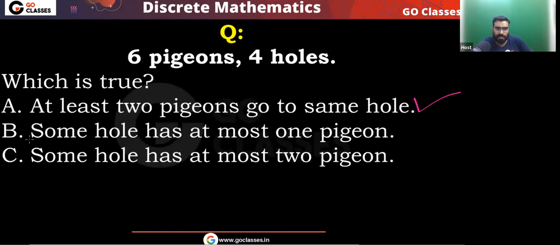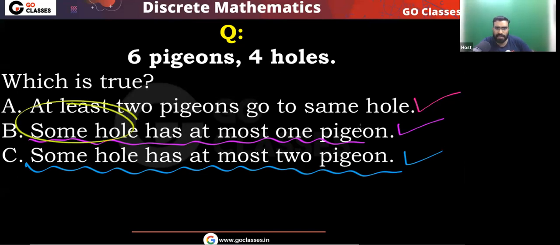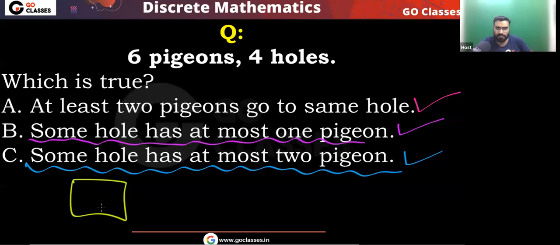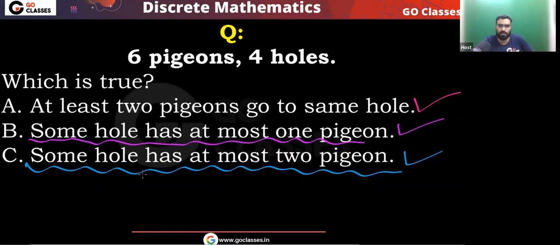Okay, what about this? Some hole has at most one pigeon. This is also correct. Is this correct? That some hole has at most 2 pigeons. Yeah, of course, this is also correct. See, if option B is true, then of course option C is true. Agree with me? If some hole has at most one pigeon, then that hole has at most 2 pigeons also. If in some room you have one person, then can I say in this room you have at most 2 persons? Yes. If this room is empty, can I say in this room you have at most 2 people? Of course. So option C is also true.